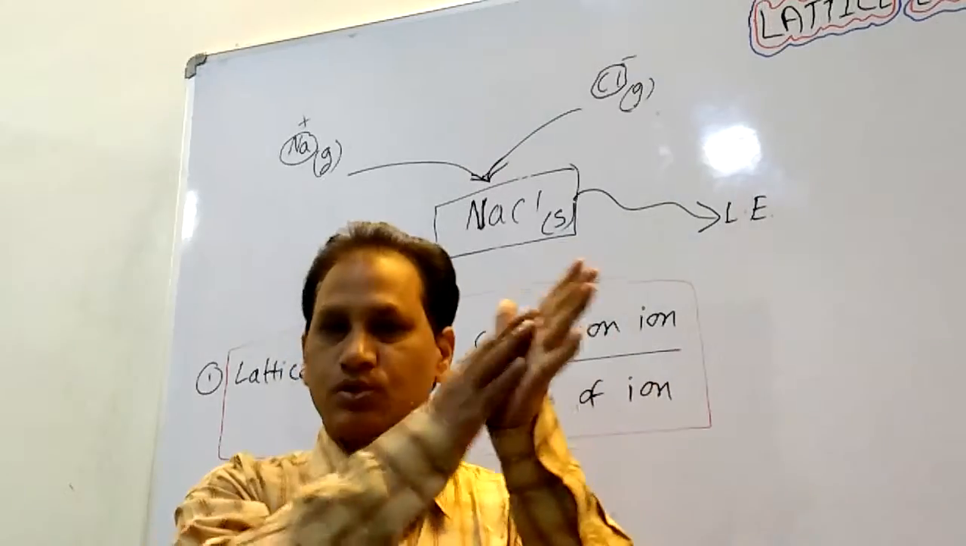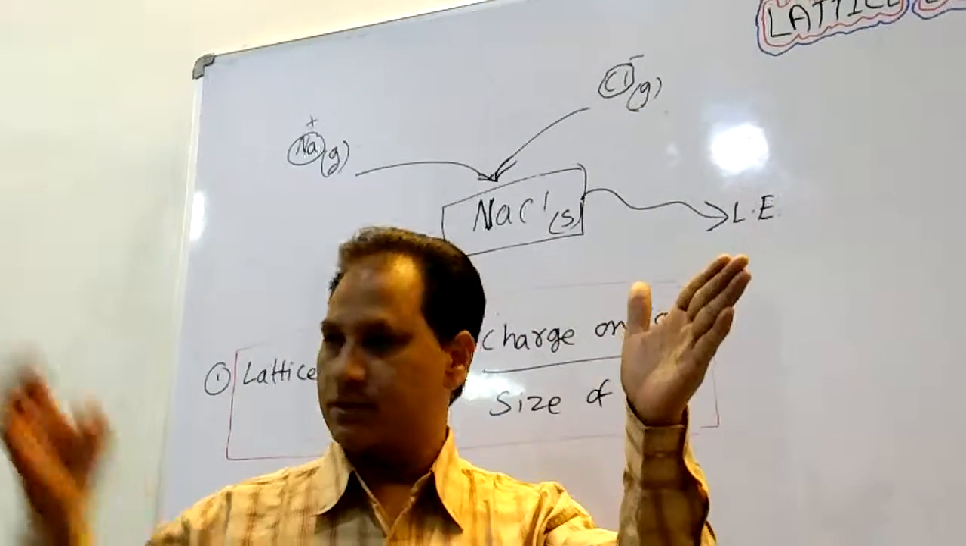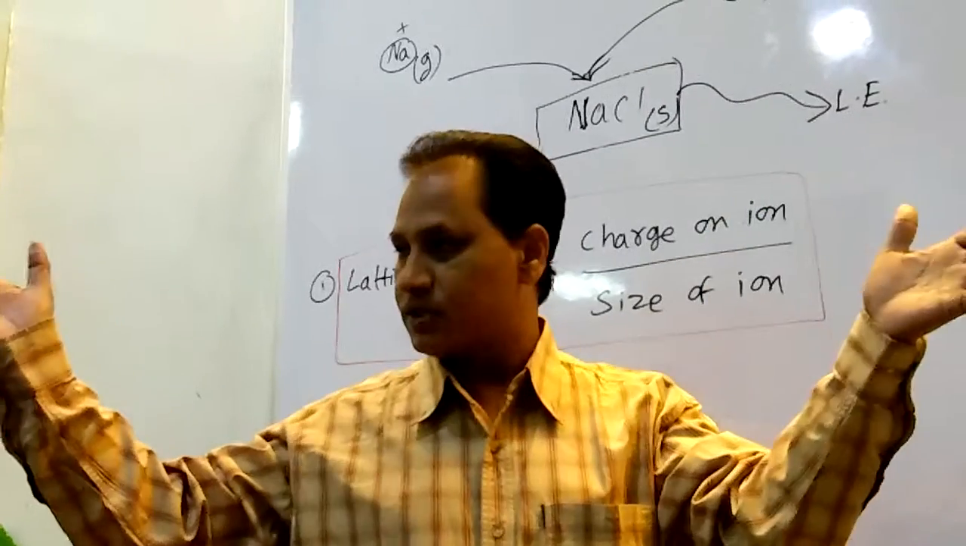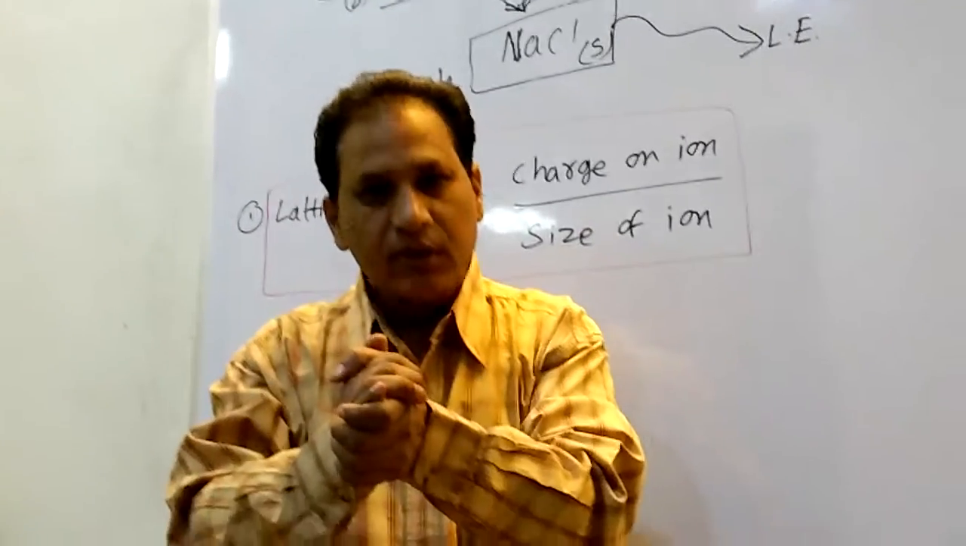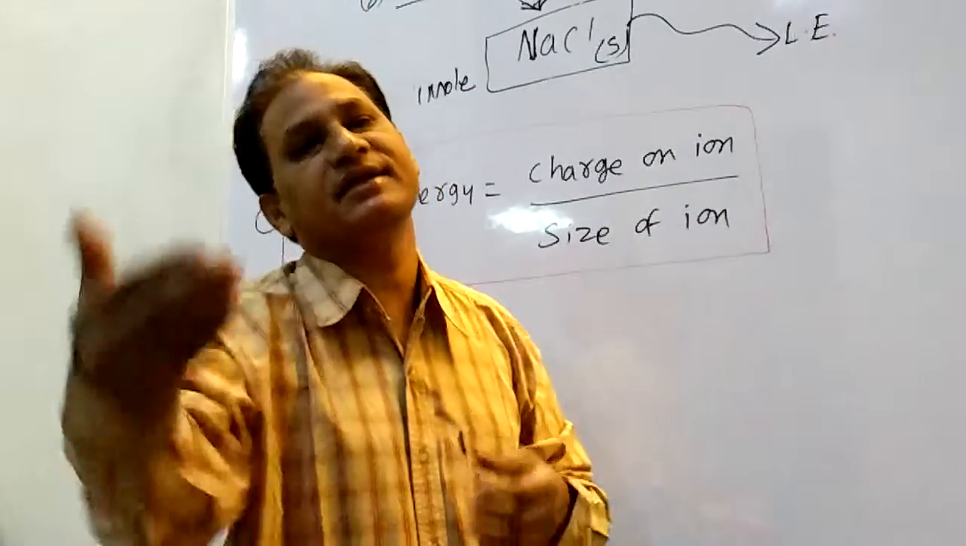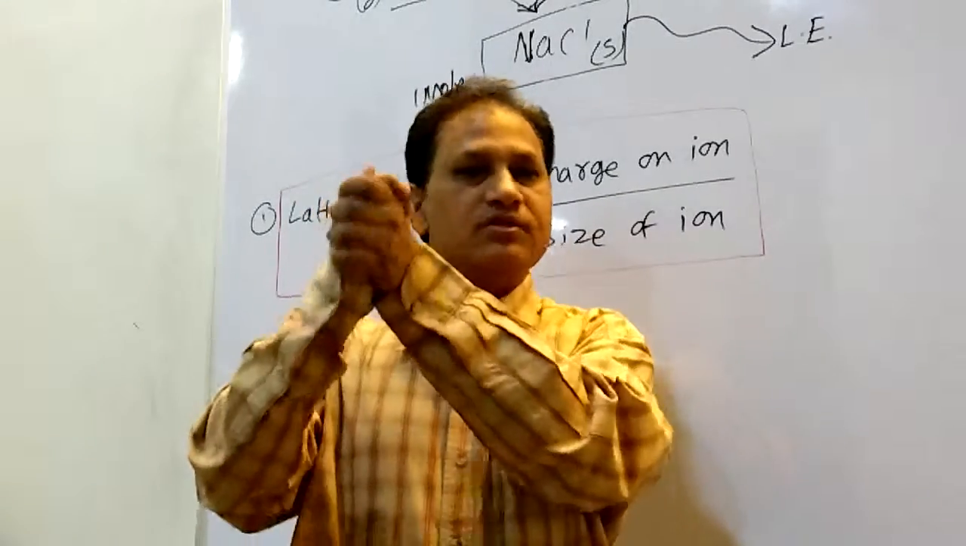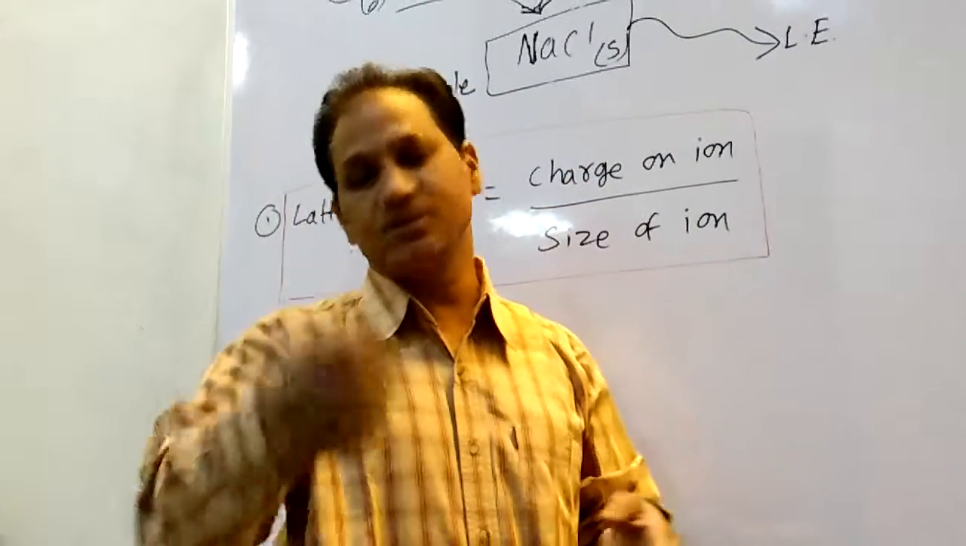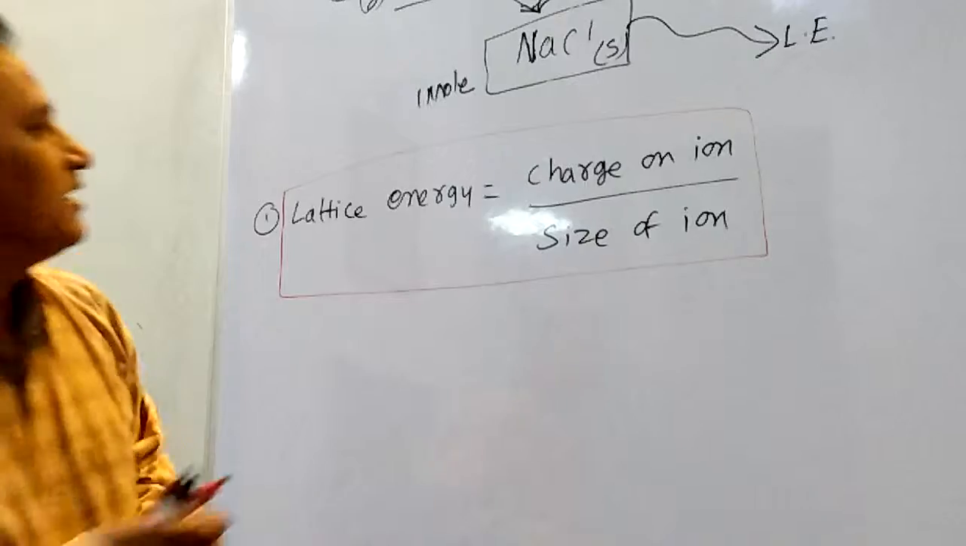This is the sodium ion plus, this is the Cl minus. Both are combined together. What happened? They release energy. One mole of crystal is formed and energy is released. That is known as lattice energy.